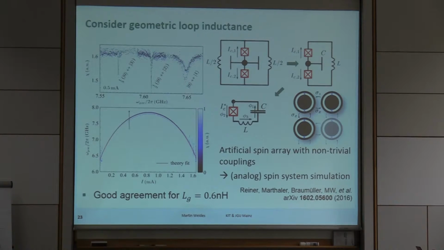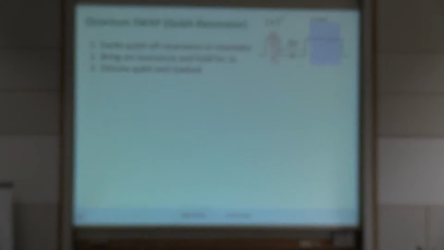Now, this is interesting to study spin arrays with non-trivial couplings. For example, a quantum simulator can be realized with such a bilinear array. We did some theoretical studies on this. So the one-dimensional Fermi-Hubbard system can be emulated with such a chain of concentric transmons. Okay, this is the last slide on the superconducting qubit.